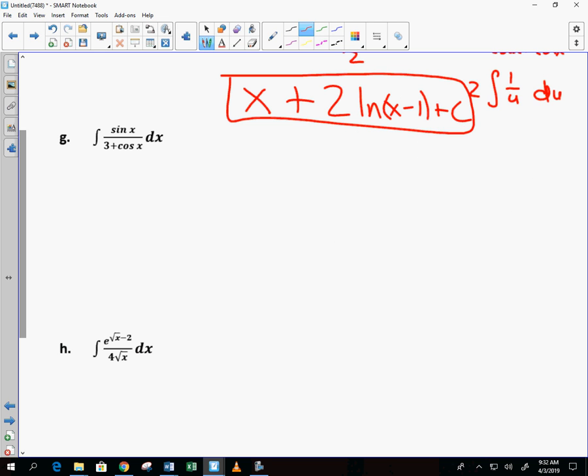What do you want u to be here? Close. 3 plus cosine of x. What is du? Very good. We have a positive sine of x dx, so I multiply by a negative. I get negative du is equal to sine of x dx.